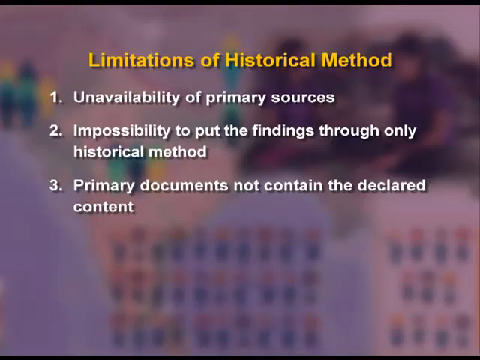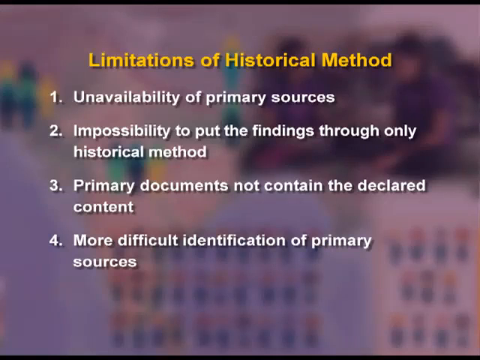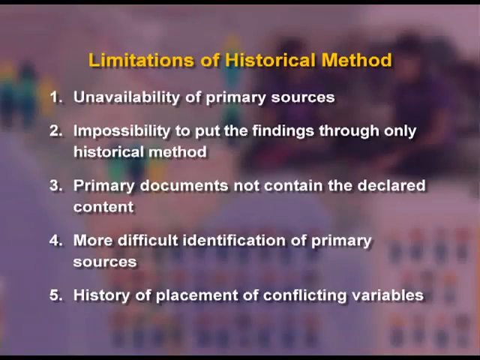Third, primary documents do not contain the declared contents. It obviously follows that the content is in divergence from the document title. Fourth, more difficult identification of primary sources. The title of the collected materials does not correspond with its contents. Fifth, history of placement of conflicting variables.